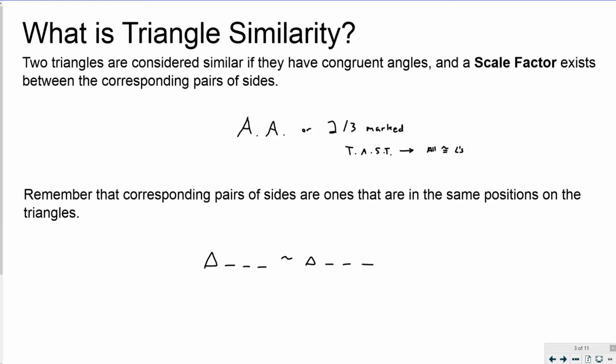Remember that the corresponding pairs of sides are the ones that are in the same positions on the triangles. And similarity can be written as triangle blank blank blank is similar to, using the tilde symbol, triangle blank blank blank. The tilde would be the top half of the congruent sign.